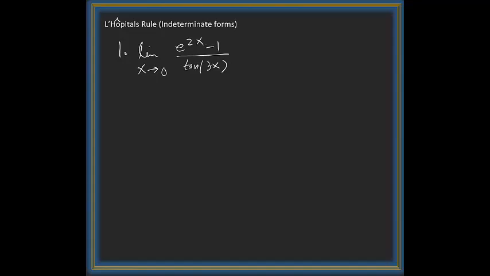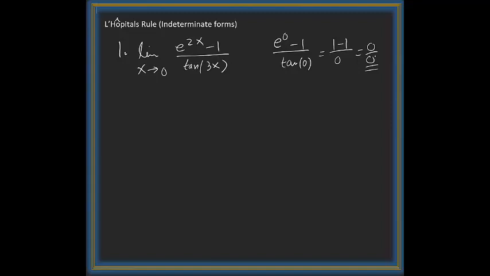Now first let us check what happens when x approaches 0. So we get e to the 0 minus 1 over tangent 0. So e to the 0 is 1, 1 minus 1 is 0, over tan 0 is 0. So you get 0 over 0. This is called indeterminate form. If you have this type of form, you can apply L'Hopital's rule.